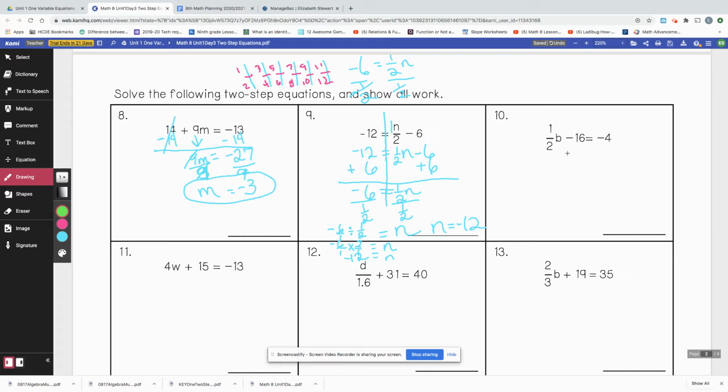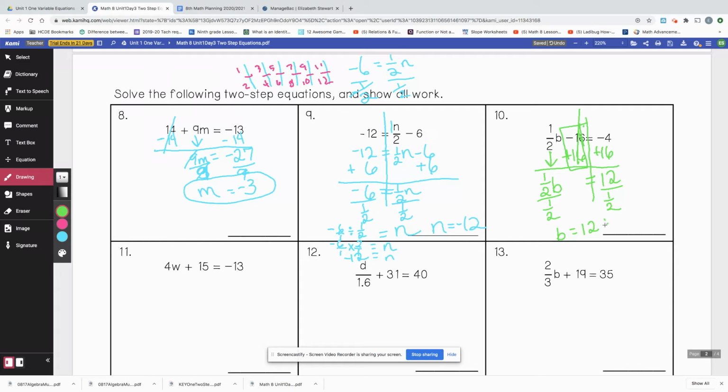Number 10. Isolating the variable. If I've got a constant on the left and a constant on the right, I want to get those together. 1/2 v still left, I bring that down. -16 plus 16 zeroes out. Be careful here, I've got -4 plus 16. That is a positive 12. Now I'm dividing by 1/2. 1/2 times b divided by 1/2 is equal to 12 divided by 1/2.